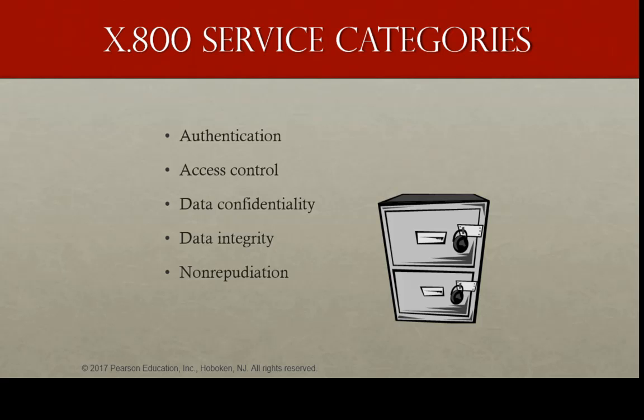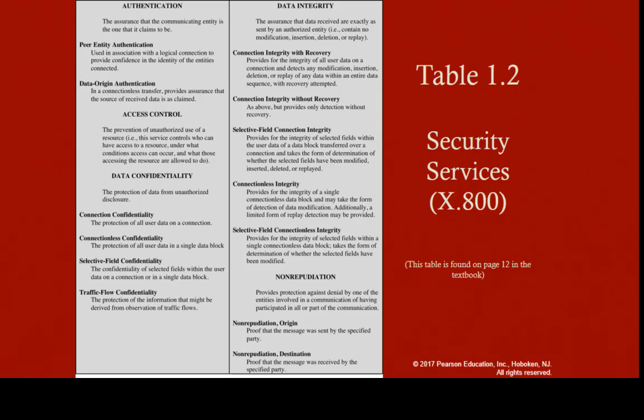X.800 divides these services into 5 categories: authentication, access control, data confidentiality, data integrity, and non-repudiation. X.800 divides these services into 5 categories and 14 specific services. Be sure and pause the video and read this.